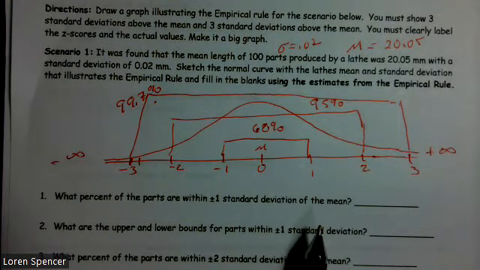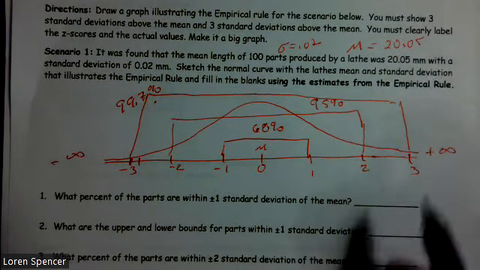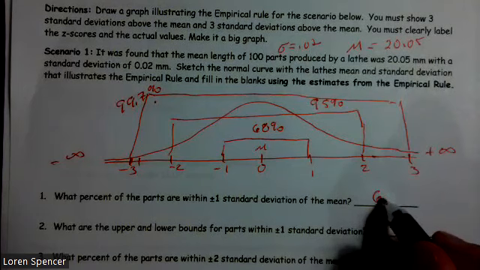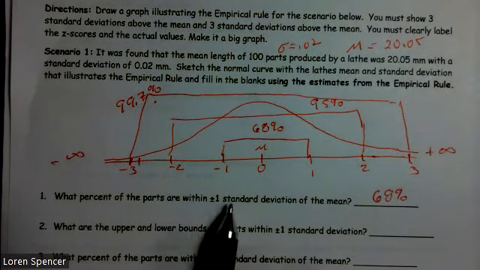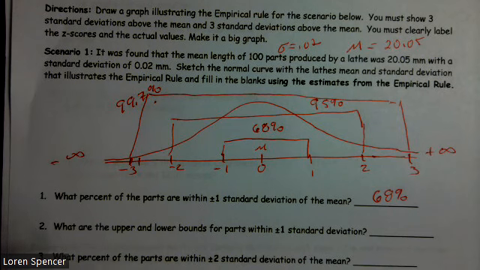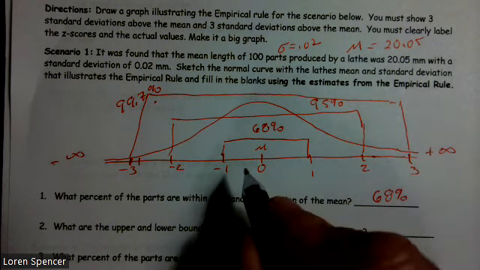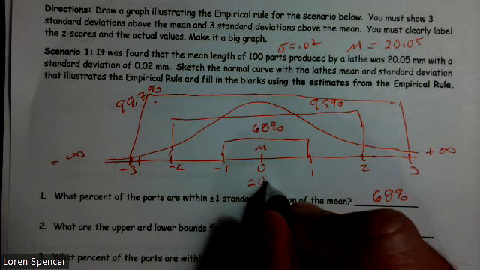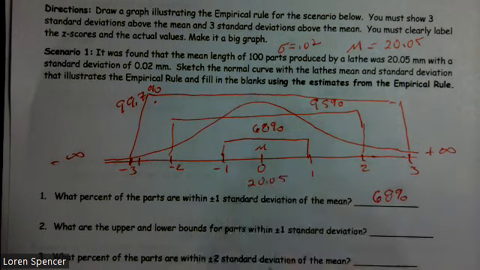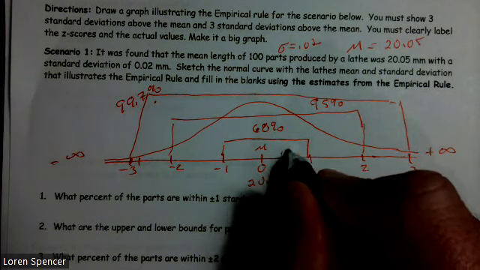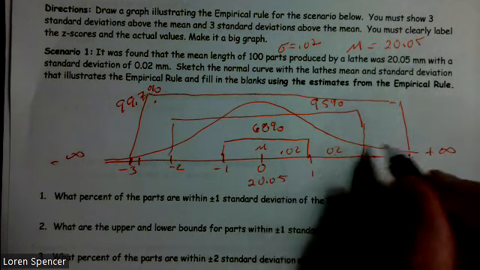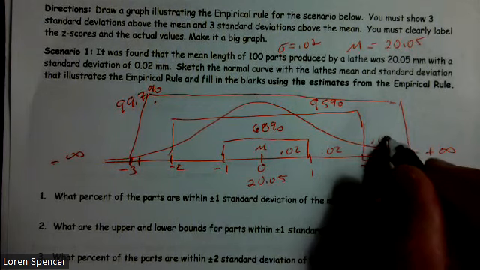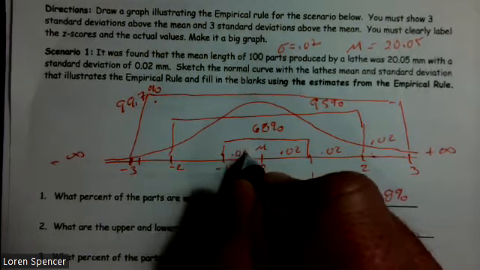It says what percent of our parts are within plus or minus 1 standard deviation? Well, we know that that's always going to be 68% if it's normal. What are the upper and lower bounds for within plus or minus 1 standard deviation? Well, now we need to go back to our actual values. Our actual mean was 20.05, and our standard deviation was 0.02. This means I'm adding 0.02 between each one of those. And over here, I'm taking away 0.02.